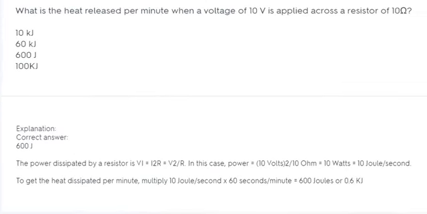What is the heat released per minute when a voltage of 10 V is applied across a resistor of 10 ohms? 6 kilojoules, 60 kilojoules, 600 J, 100 kilojoules. Explanation. Correct answer: 600 J. The power dissipated by a resistor is P equals I²R equals V²/R. In this case, power equals 10²/10 ohm equals 10 watts equals 10 joules per second. To get the heat dissipated per minute, multiply 10 joules per second x 60 seconds per minute equals 600 joules or 0.6 kilojoules.